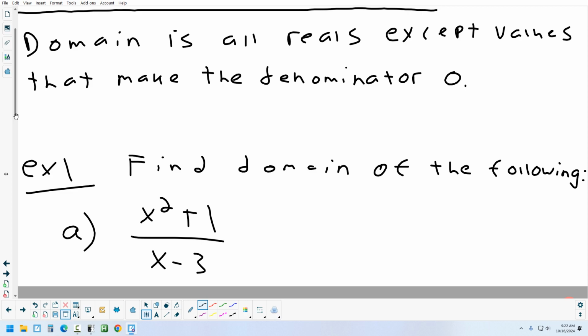Yeah. All real numbers excluding 3. Yep, all real numbers except 3. And can you give that to me in interval notation, but tell me what the domain is versus what it isn't?